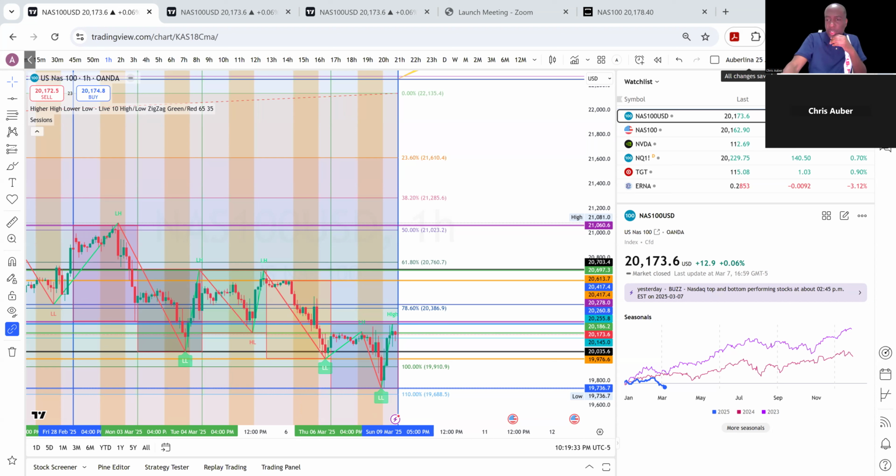This week we started trading on the 2nd of March and we ended on the 7th of March.